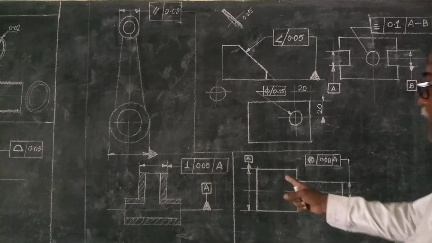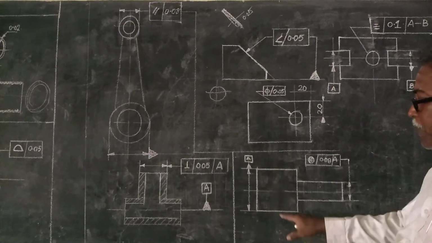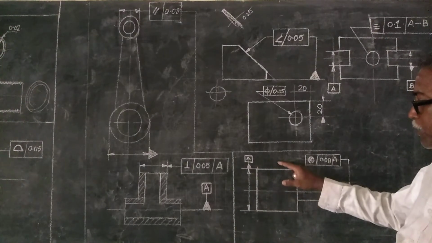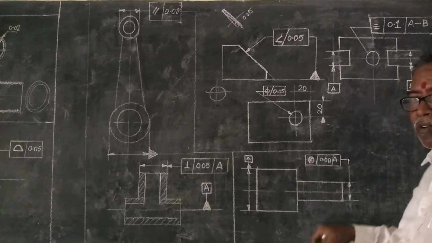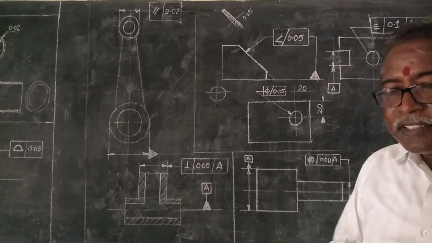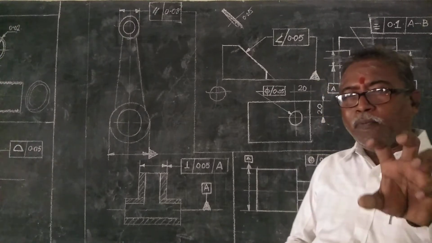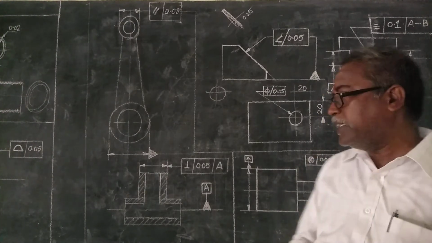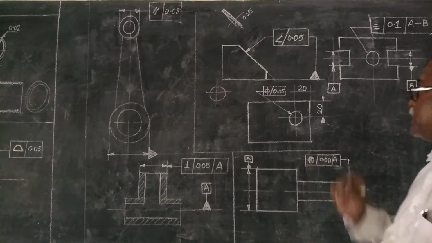When the concentricity symbol is given, if one is up and one is down, this side and that side down, then we can call it eccentricity. So whenever you are doing that, that is the concentricity symbol.